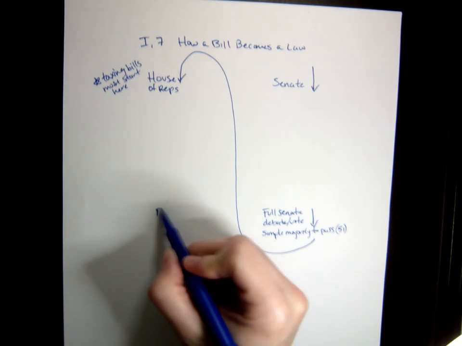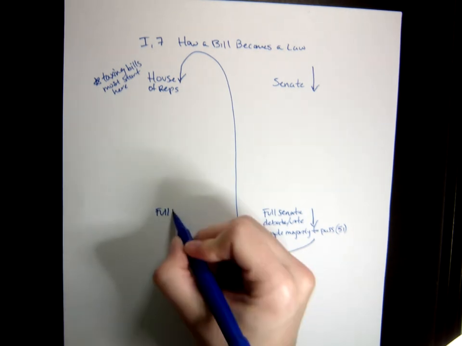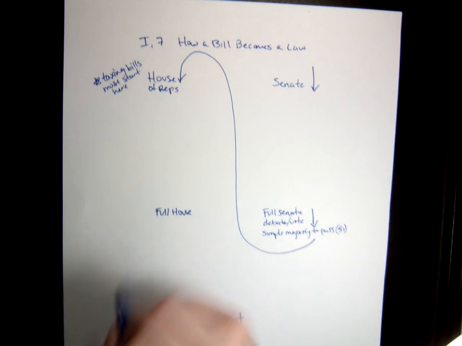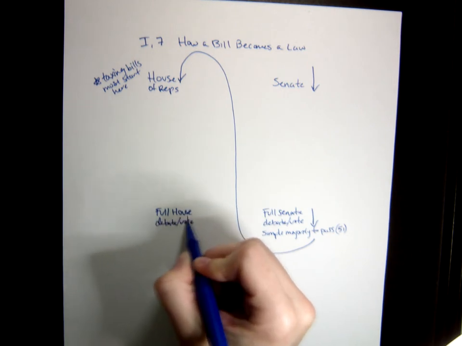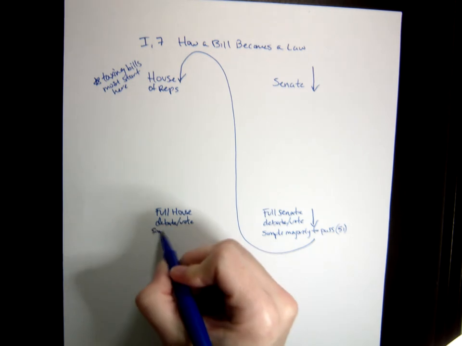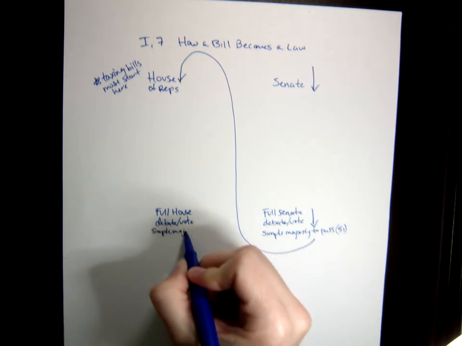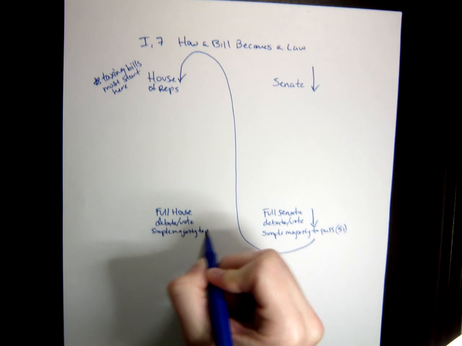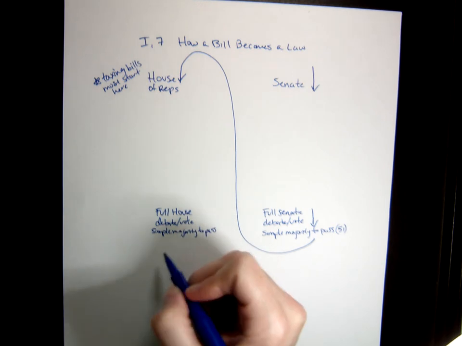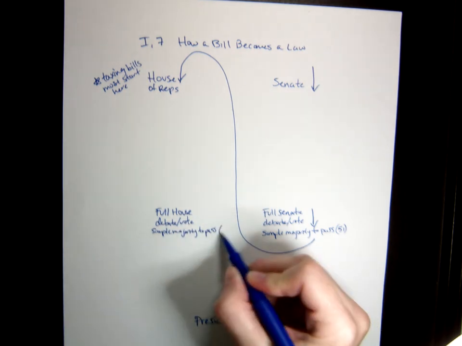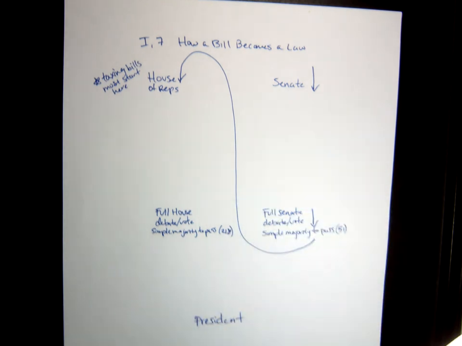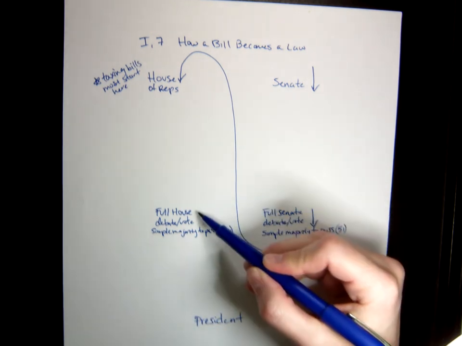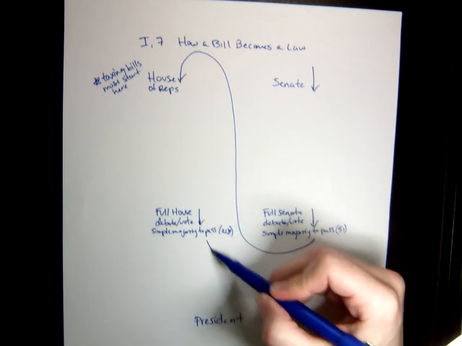And the full House, which is 435 people, would have their debate, their vote, and like the other chamber, it's a simple majority to pass, which out of 435 would be 218 representatives. And then, if it passes through there, where would it go? Down to the president.